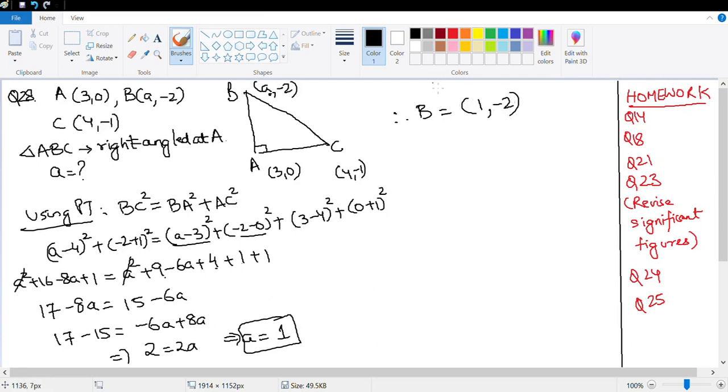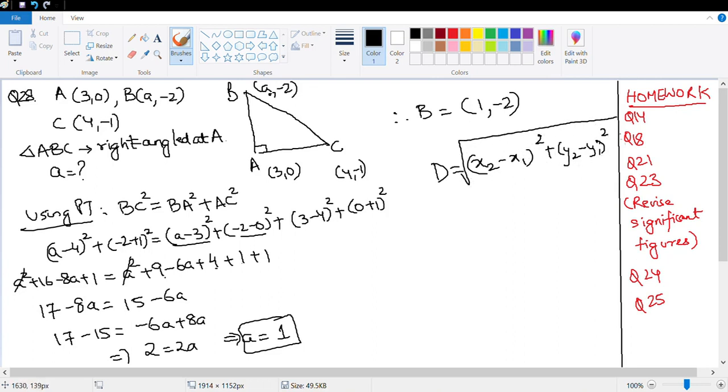A very interesting chapter, as long as you remember that the distance formula is equal to (x2 minus x1) whole square plus (y2 minus y1) whole square, and the square root of this.